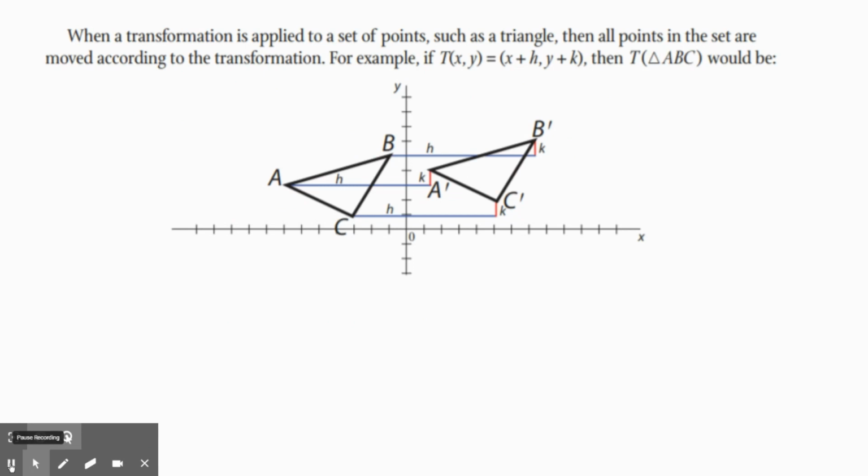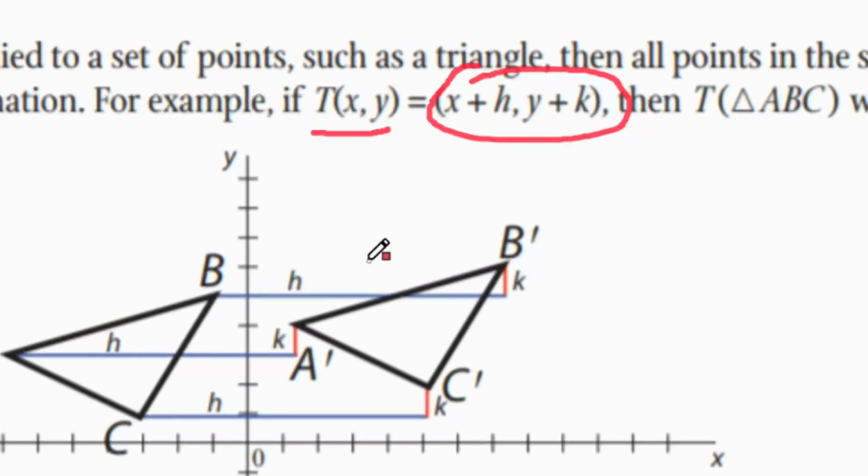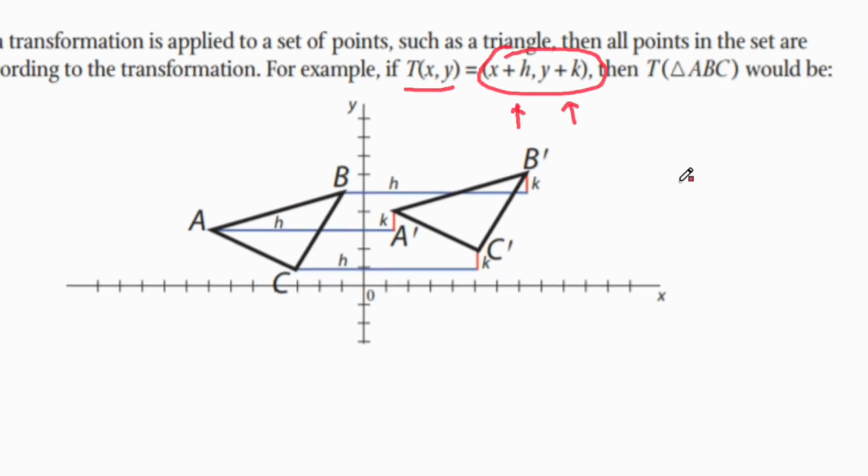Here's one of the more basic transformations. This one's called a translation. So here's the notation that you're going to see. You're going to see usually the capital letter T followed by X comma Y, and then it will tell you how much you are adding or subtracting from the X and Y value.